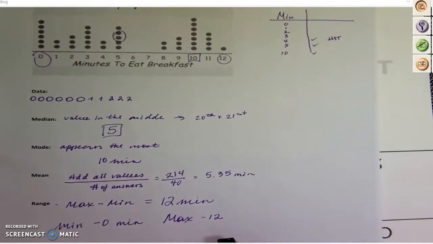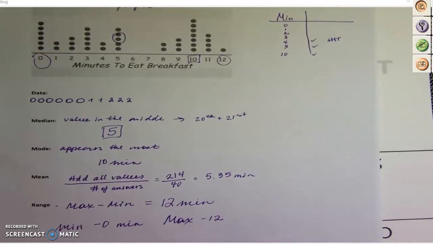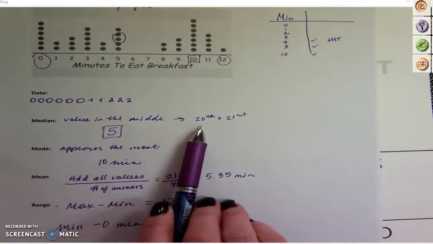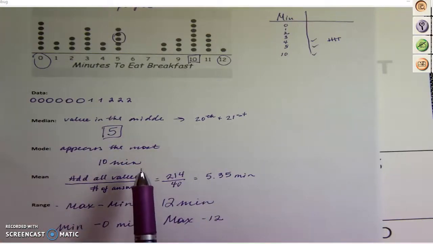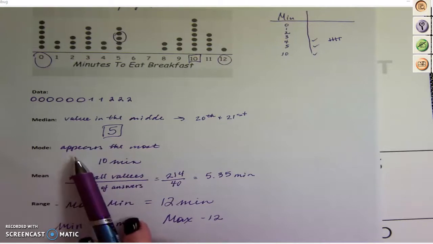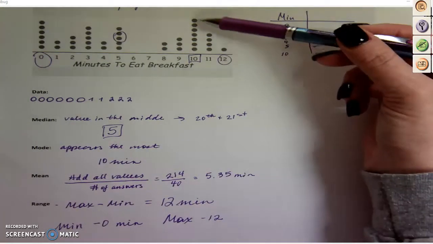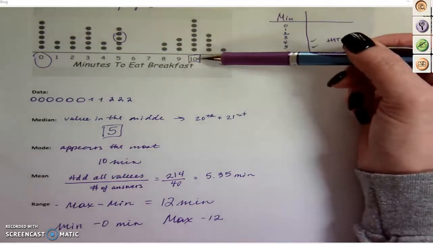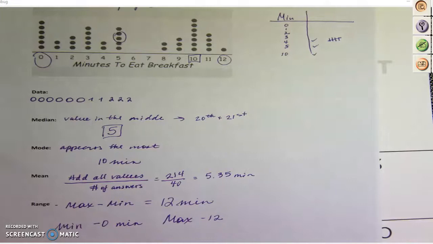And when we are analyzing these graphs, you really need to be comfortable with how to find the values. So let's recap. Median is the value in the middle. So you have to sometimes count off and find what is the value in the middle. Just keep in mind whether you have an odd number of values or even. Mode appears the most. So for our dot plot, we're looking for a little spike. Very, very helpful. This was our spike. So 10 minutes was our mode.